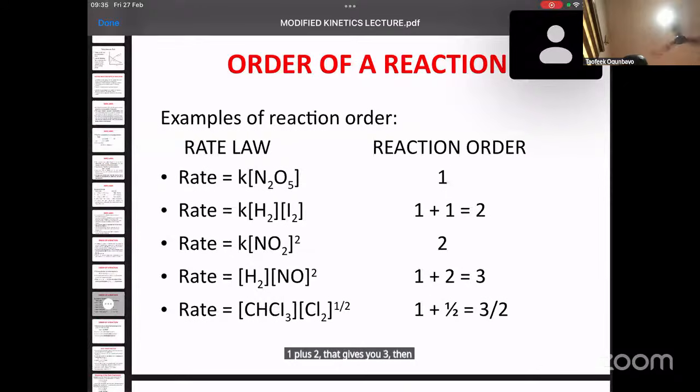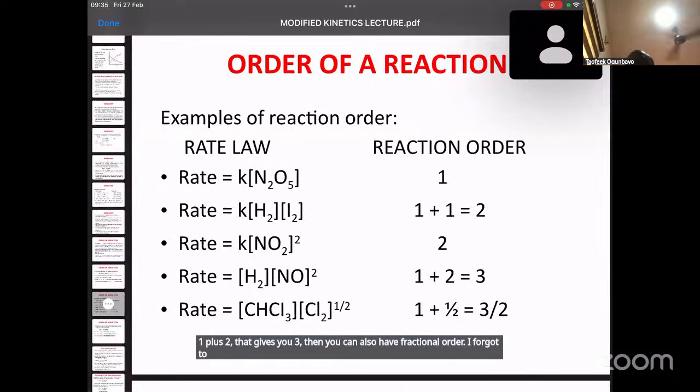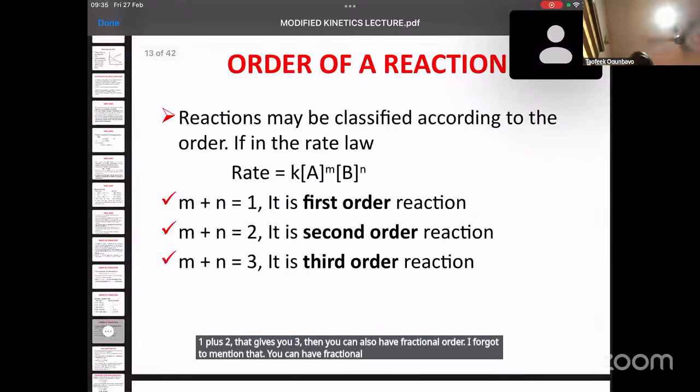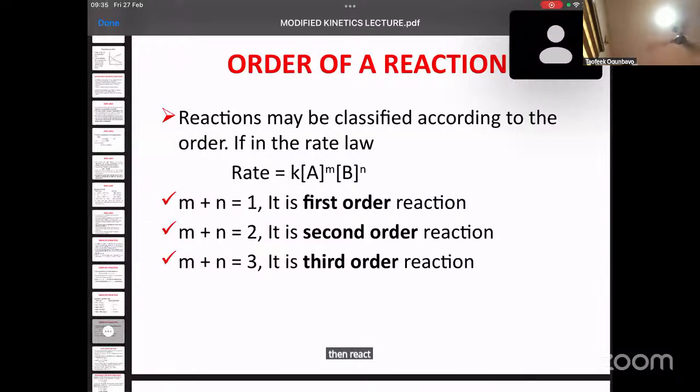Then you can also have fractional order. I forgot to mention that. You can have fractional order. Then a reaction may be classified according to the order.